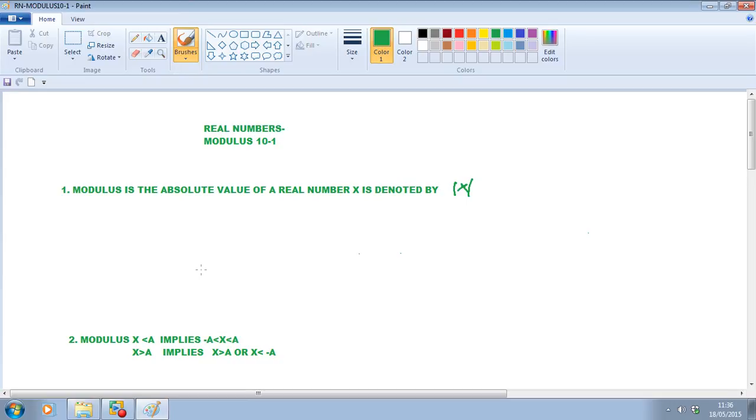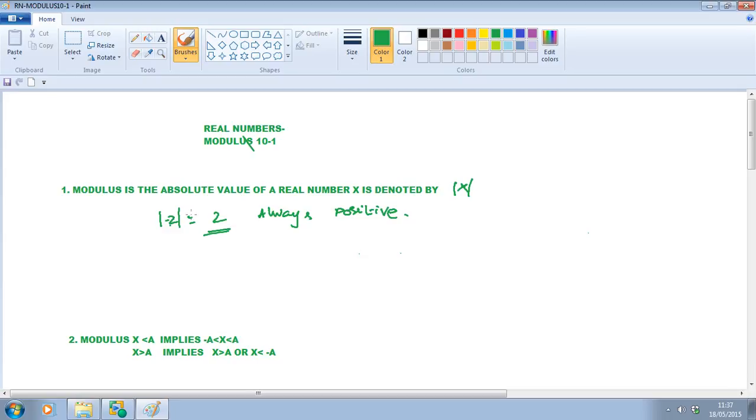Modulus of a number means the value only, with no sign. So the modulus of minus 2 is equal to 2. The modulus of any real number is always positive. Modulus means only the absolute value is taken, not the sign.